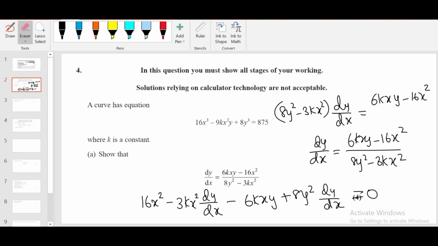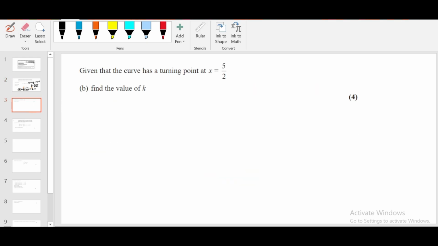It's a 4-mark question. Part B now. Given that the curve has a turning point at x is equal to 5 over 2. What does that mean? The x coordinate of the turning point is 5 over 2. We don't know the y coordinate. Find the value of k. Okay, we are going to take dy by dx from the previous part.